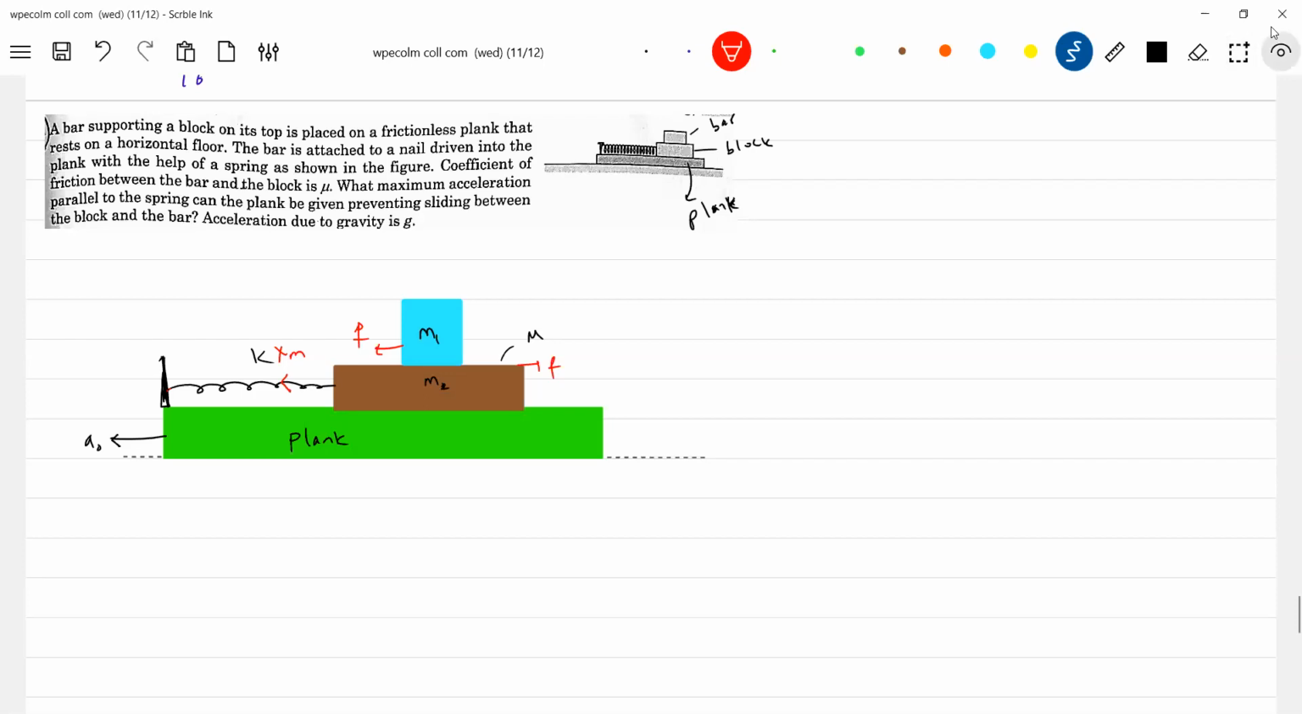No, you forget about the plank. So there's a force acting, kxm. What is the maximum spring force for which no slipping occurs? If the spring force acting on the block is greater than this, slipping will occur. Am I right? So what is this kxm? How to relate it, how to bring in this acceleration?